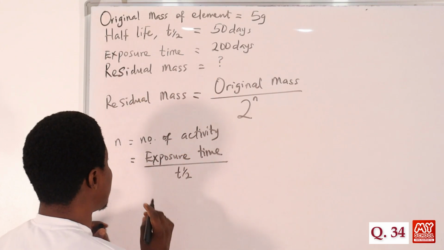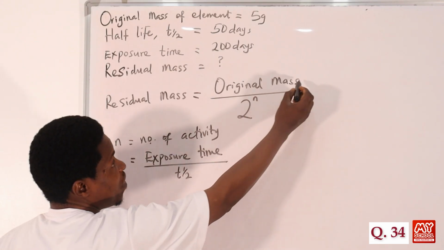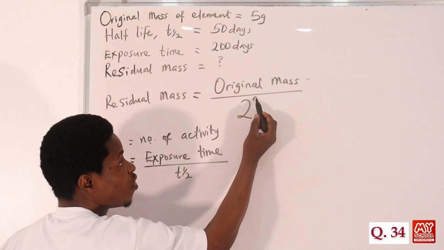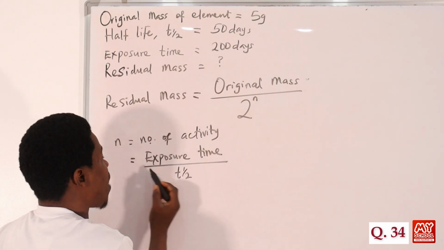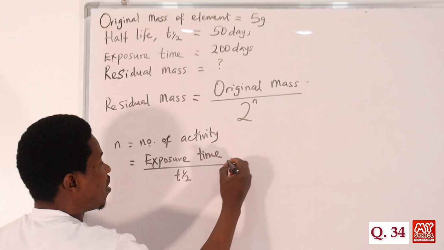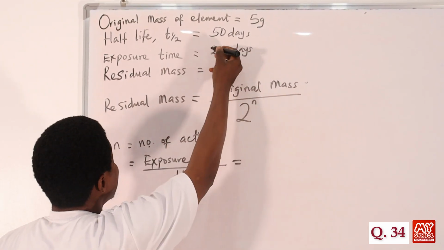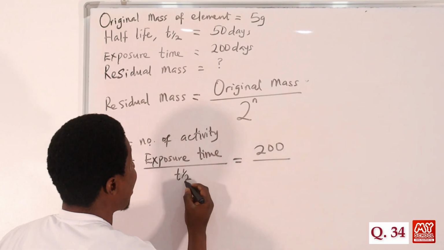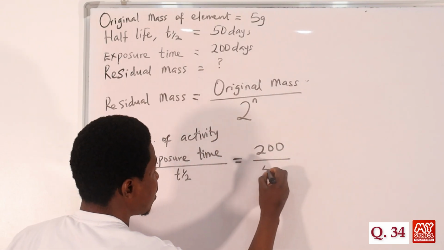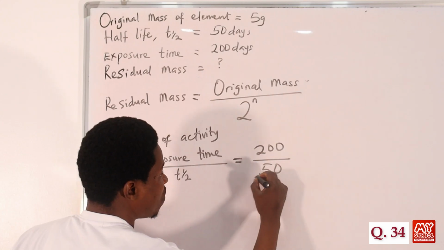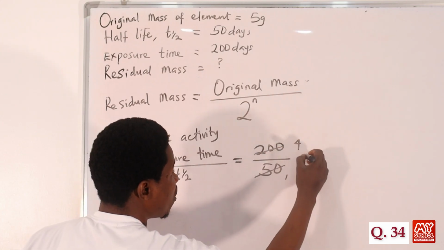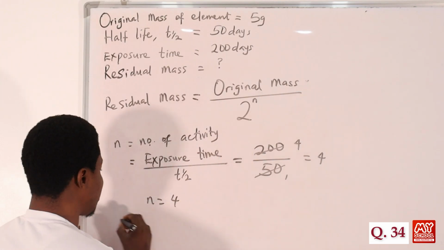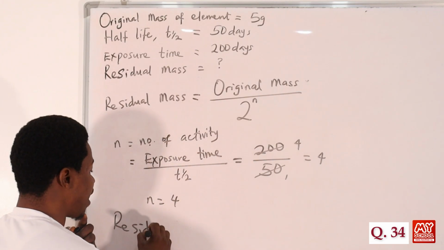So that means we can find our n, because we are given the original mass from the question, but we don't know what n is. We can find that as exposure time over half-life. The exposure time is already given as 200 days, all over the half-life, which is 50. I think that's so easy. So 50 goes into 200 four times. So n is equal to 4. So we can go ahead now and substitute by saying residual mass.